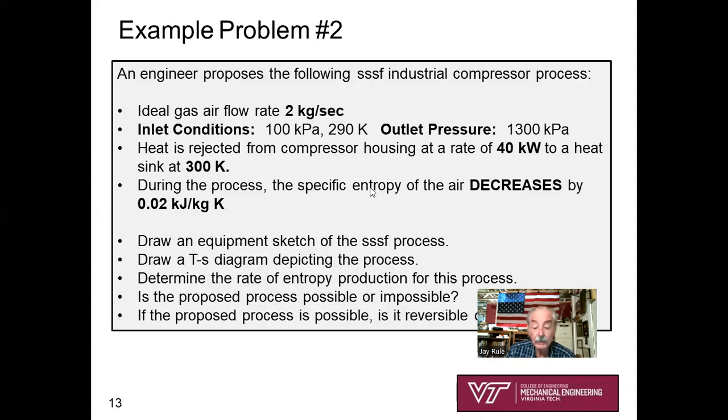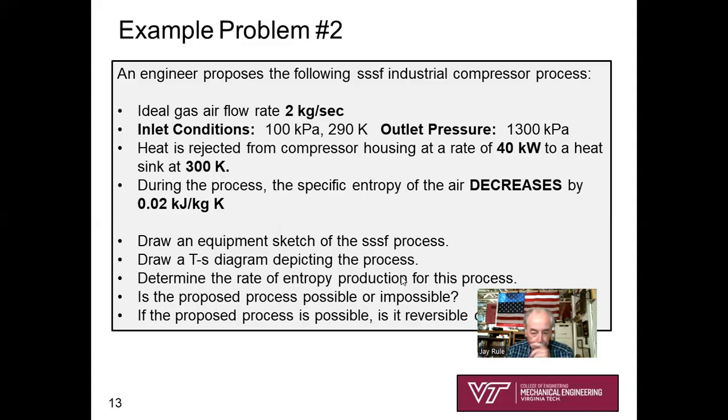Okay. Oh, look, here's something given information. During the process, the specific entropy of that air decreases by 0.02 kilojoules per kilogram degree K. So that's going to be S2 minus S1. All right. What's our assignment? Well, draw an equipment sketch, no brainer. Draw a TS diagram, no brainer. This is going to be easy because we're given some easy input data. Determine the rate of entropy production for the process.